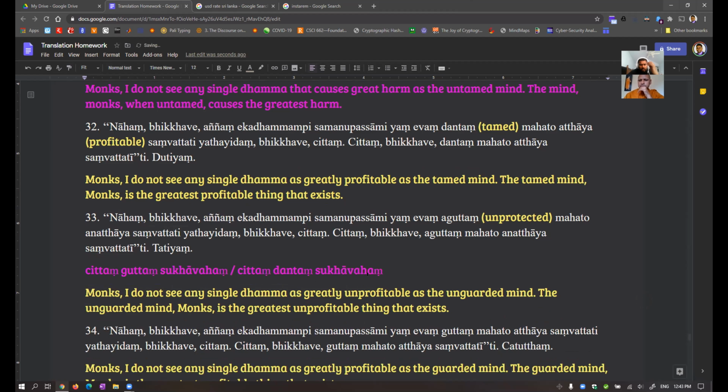What do you think the meaning is? Chittang guttang sukhavaham. It's mind when protected. Right. The protected mind is sukhavaham. Sukha is good, something good. Avaham brings. Yes. Chittang dantang sukhavaham. Well-guarded mind brings happiness. Guarded mind. Guttang, protected mind.